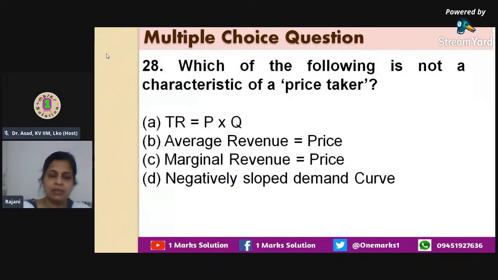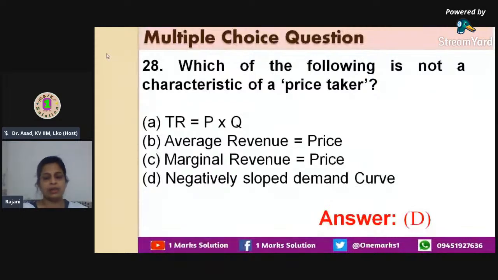Okay, next question. Which of the following is not a characteristic of a price taker? TR is equal to P into Q, that is the correct option. Average revenue is equal to price, that is also a correct option. Price is equal to average revenue, that is a correct option. And price is equal to average revenue is equal to marginal revenue, that is also a correct option. So what should be the wrong option? Negatively sloped demand curve. It's not a negatively sloped demand curve; it's horizontal to the x-axis. So option D, negatively sloped demand curve, is the correct answer.